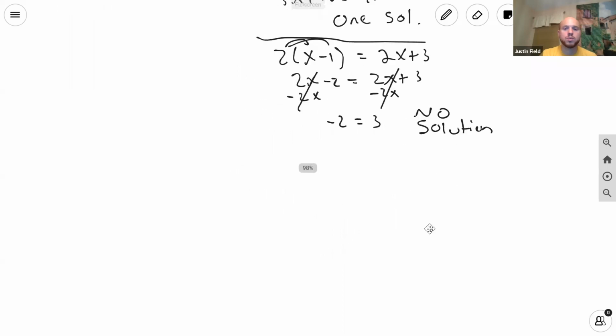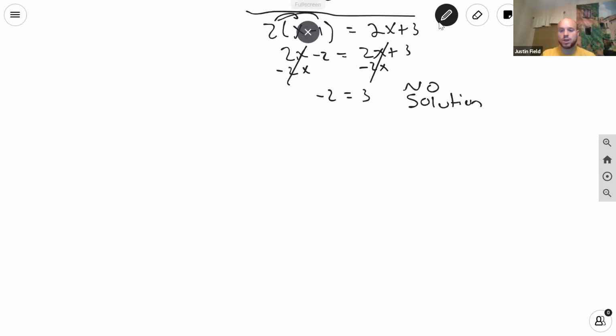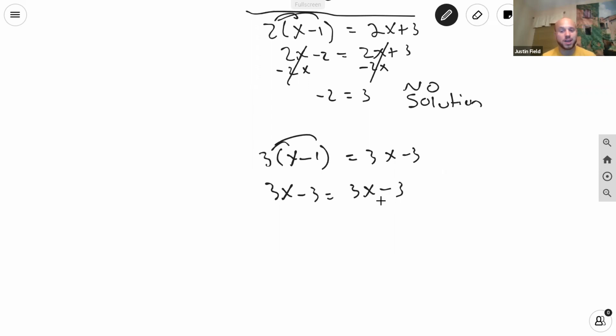Sometimes, though, you might have an equation where the variables cancel out. Like, how about this one? 3 times x minus 1 equals 3x minus 3. Now when I distribute the 3 I get 3x minus 3, that's the same thing we have on the right side. So now my variables cancel, and I'm left with negative 3 equals negative 3.